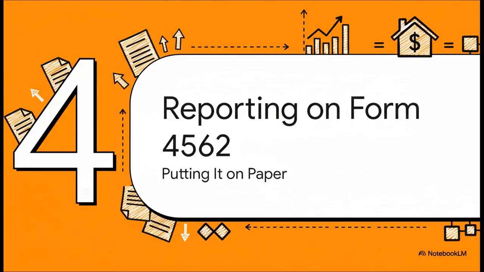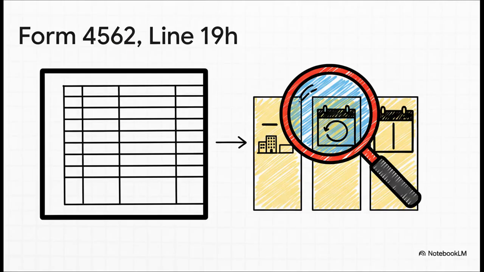It all comes together in one place, IRS Form 4562, Depreciation and Amortization. For a residential rental, you're going to be focused on line 19h. Now, column C, basis for depreciation, this is the moment of truth. This number must be your building basis only after you've subtracted the land. Then, column D is 27.5 years, and column E will be the mid-month convention.